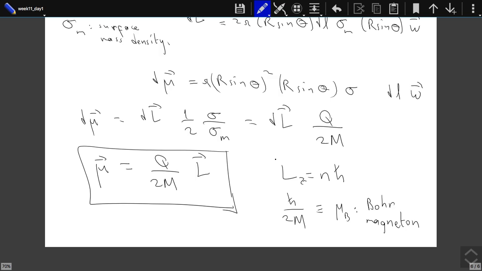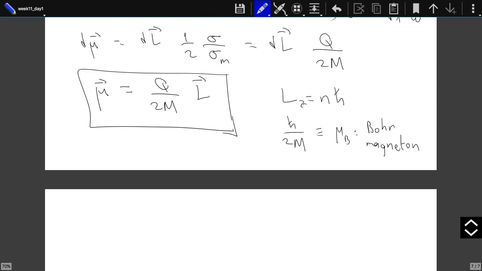Now, the electron doesn't only have the orbital angular momentum, but it also has the spin angular momentum. So corresponding to the spin angular momentum, there is a similar factor due to its spin. It's again Q over 2m for a given particle that has a spin. The magnetic dipole moment corresponding to the spin is also given by Q over 2m multiplied by its spin.